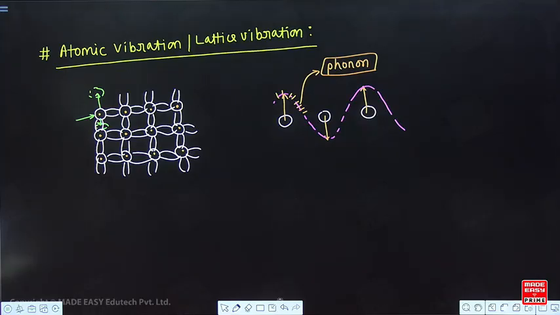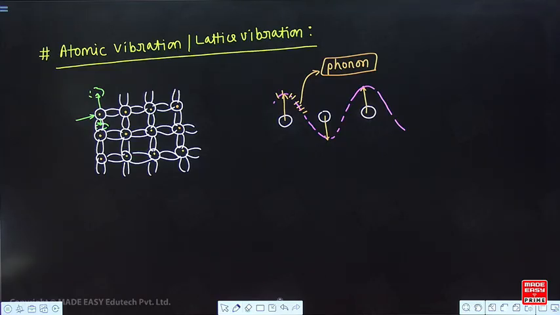These vibrations are coordinated in such a way that traveling lattice waves are produced. Full stop.